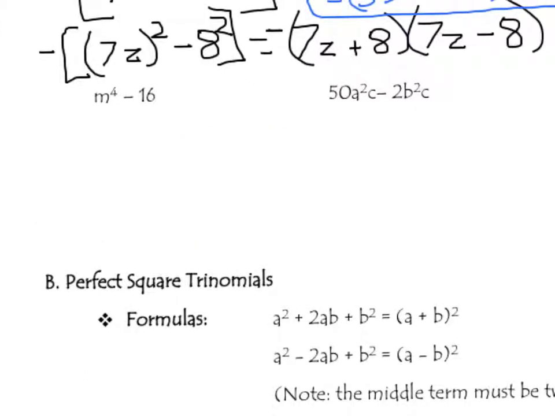Alright, I've moved things around to give us a little more space. So now you try m to the fourth minus 16. Pause the video and try that.